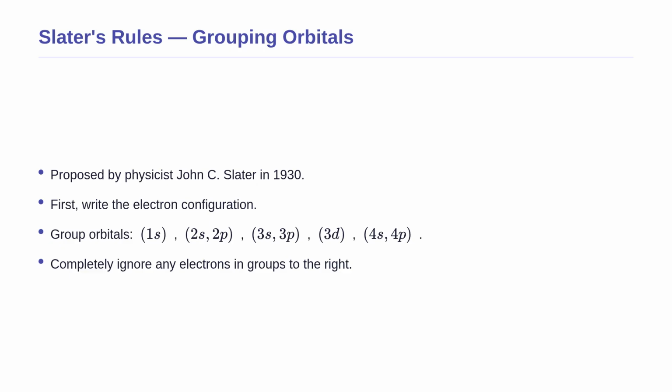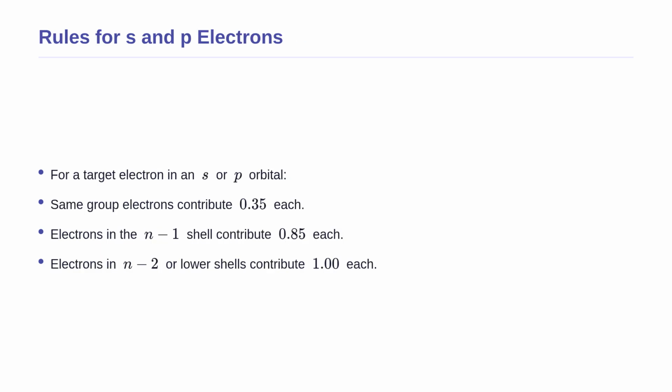This formula we just saw leads us to an important question. How do we actually find the value of S? In 1930, physicist John C. Slater proposed a set of rules to calculate this. The first step is to write out the electron configuration and group the orbitals in a very specific order. We group 1s alone, then 2s and 2p together, 3s and 3p together, 3d alone, and so on. Once grouped, we completely ignore any electrons to the right of our target electron, because outer electrons do not shield inner ones.